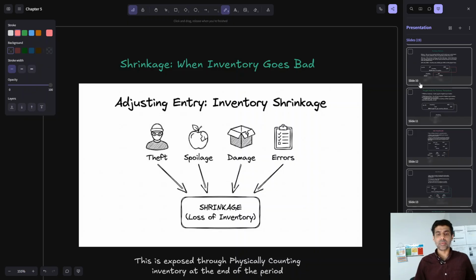So we have this term, shrinkage. Is anyone a Seinfeld fan? No, Seinfeld. You guys are missing out on one of the greatest TV shows ever made.